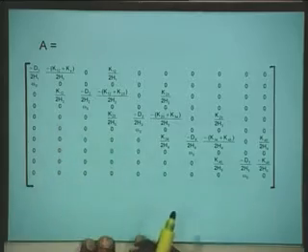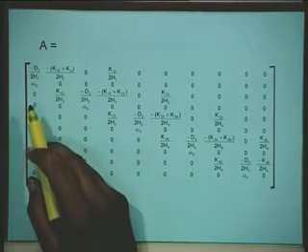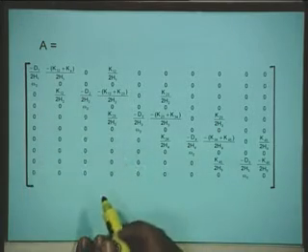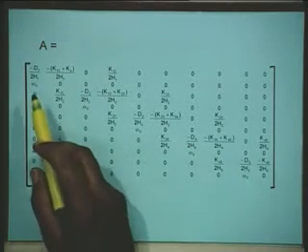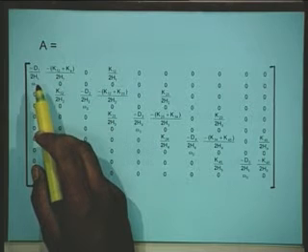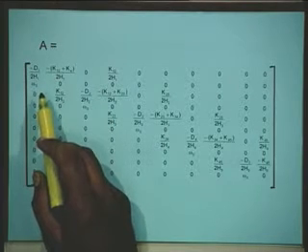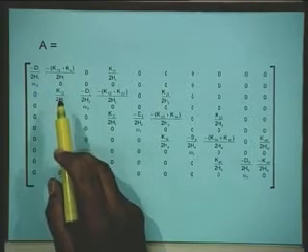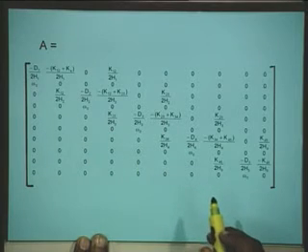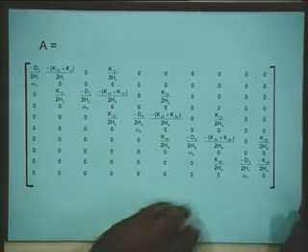Now, the system matrix A is a 10 by 10 matrix, and the elements of this matrix depend upon the damping constants, inertia constants, the stiffness coefficients and the synchronizing torque coefficient. Okay.